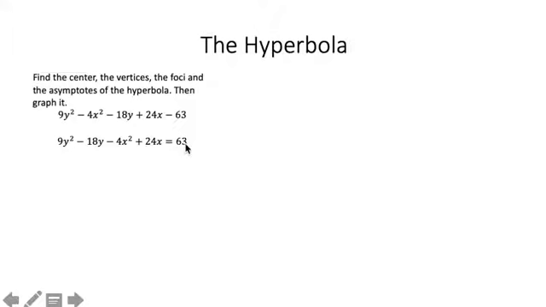I added 63 to both sides of the equation. And now I'm going to start to complete the square. Well, to complete the square, I have to have lead coefficients that are +1. So I factored out a 9 from the y terms. I factored out a -4 from the x terms. Pay close attention to the signs here.